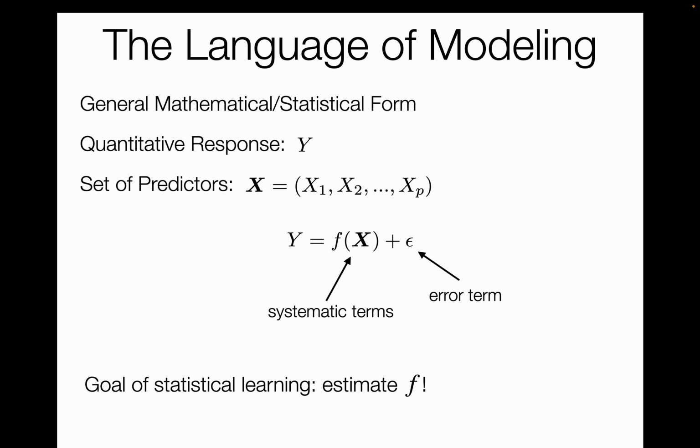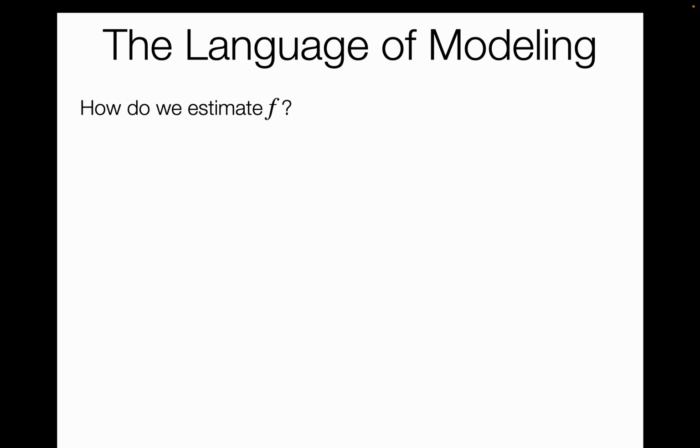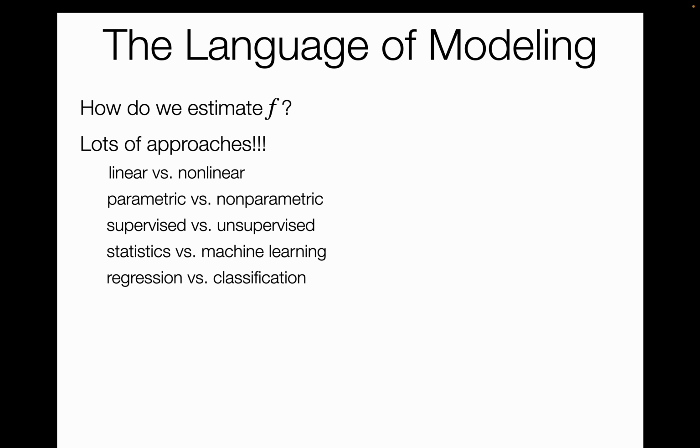Okay, so anyway, our goal is going to be estimate f, get close to f, or approximate it enough that we can get useful results. Well, how do we estimate f? So this is going to be our last slide. So don't worry, we're not going on much farther. But how do we estimate f? Well, there's a lot of them, and I present them here in a bunch of dichotomies. And I don't know if that's the best way or not, but there are lots of approaches.